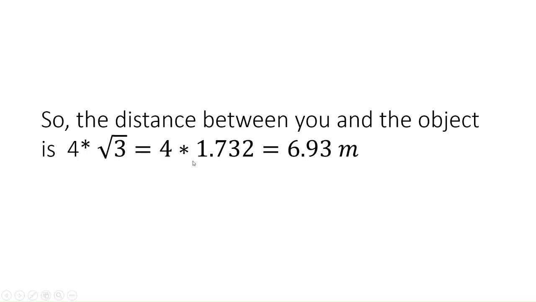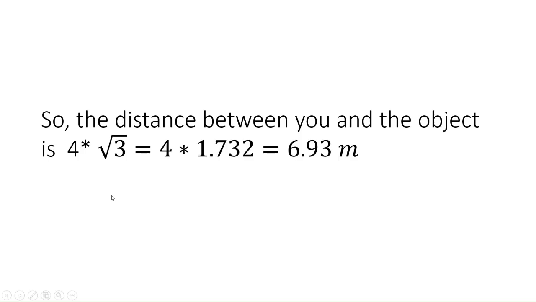Okay, but we know the root 3 value. What is the root 3 value? 1.732. So 4 into 1.732 is equal to 6.93 meters. So what is 6.93? Approximately it is the distance between you and the object, that means the observer and the object, when the angle of depression is given.